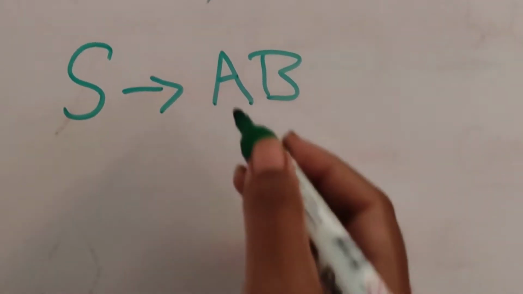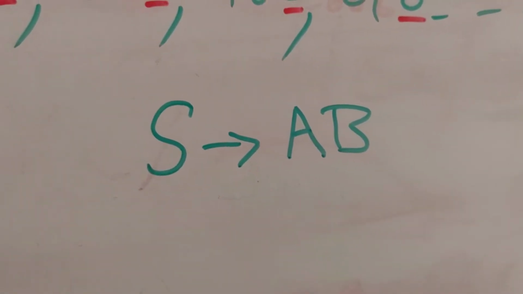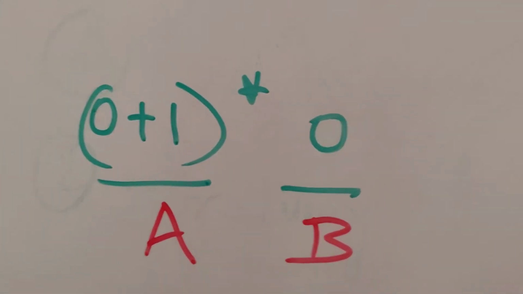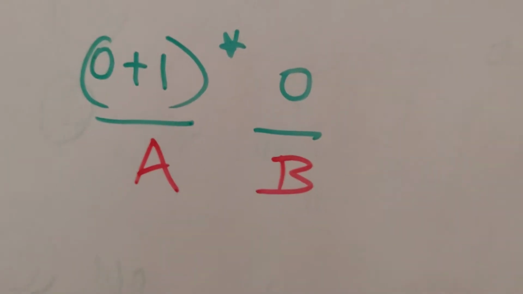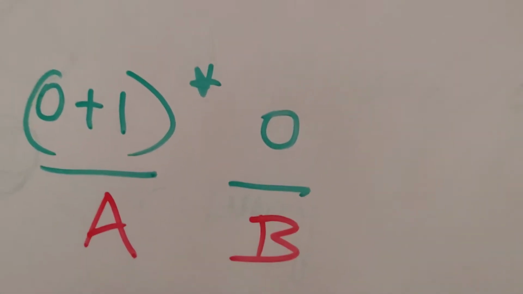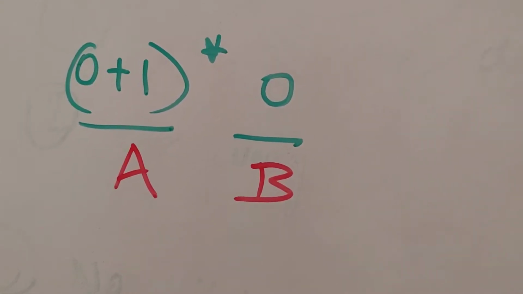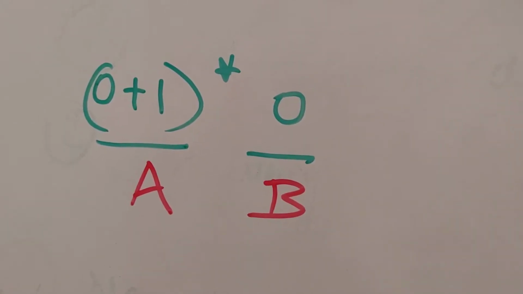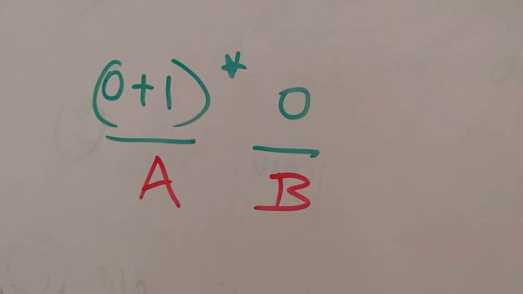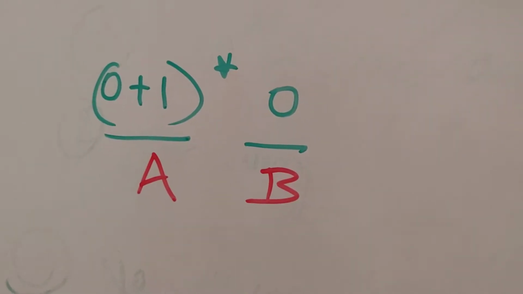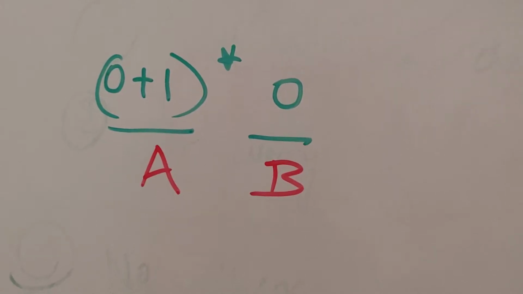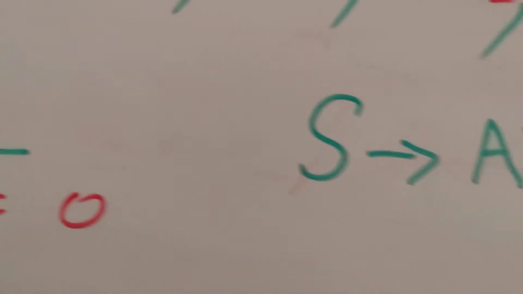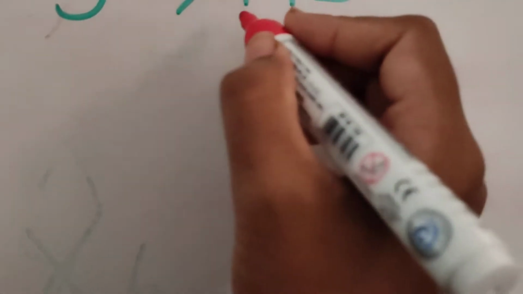Now for individual A and B, I'll have to make the production rules. Here we can think that A contains (0+1)*. So A contains the occurrence of 0 or 1 or null. We can consider recursively that A contains 0 or 1, 0 or 1, and at the end, if we don't want anything, then we can take null as well. So here we can consider that this is my A.